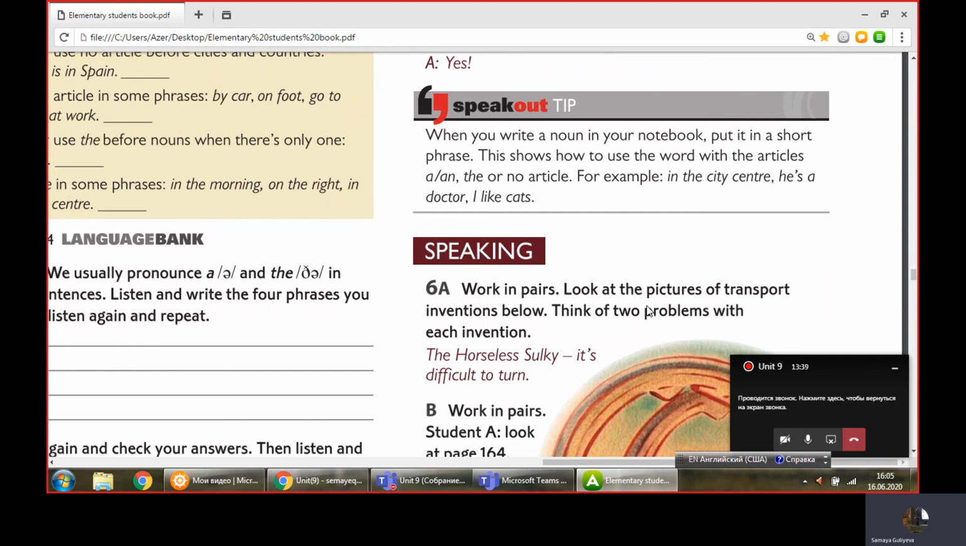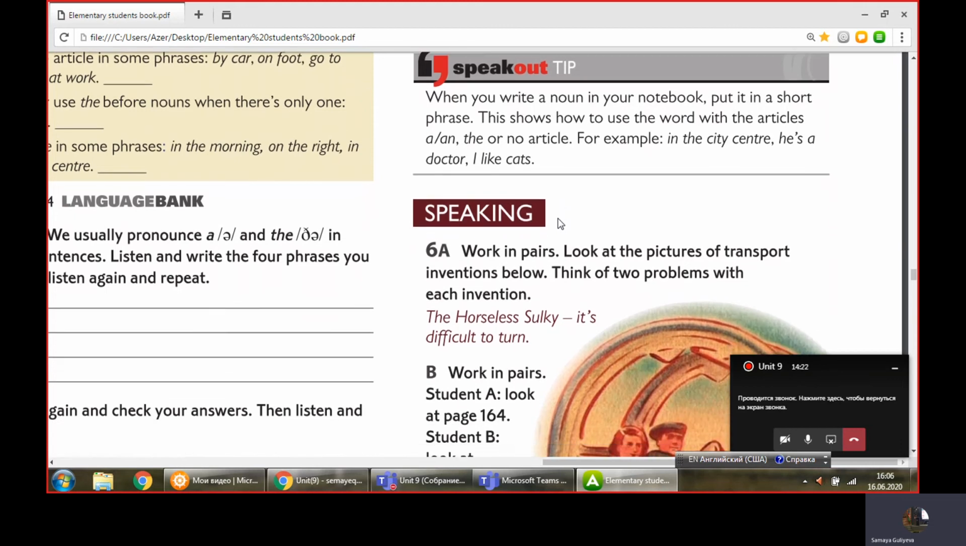And here we have a speaking tip and a linguistic tip. When you write a noun in your notebook, put it in a short phrase. This shows how to use the word with the articles a, an, the, or no article. For example, in the city center, he's a doctor, I like cats. Not just about articles. When you learn new words, write down a word with a collocation or a word combination, a new verb or new adjective and so forth. This method will make the words more memorable, and you'll get a chance to use that word in your own sentence.